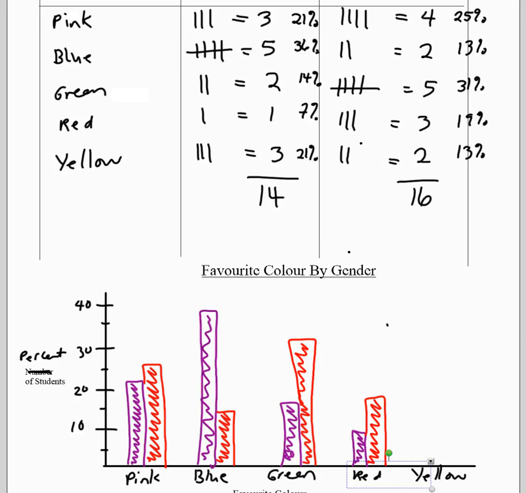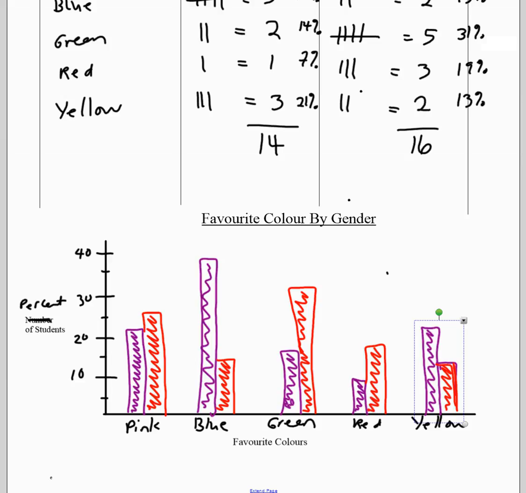And then yellow is 21% of girls and 13% of boys. Whoops, I need to make that red. 13% of boys. And then the only other thing I need to do, I already have my titles, so you'll notice called percent of students, called favorite colors. I've got my title and I have my labels. But I need to explain what the purple box is and what the red box is. So I need to add a legend.